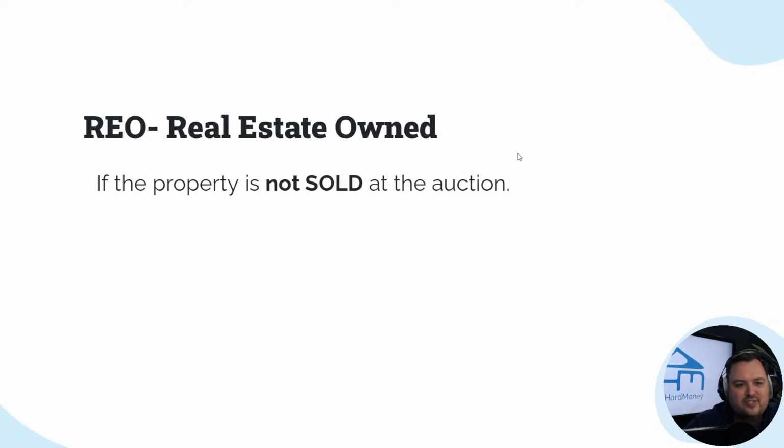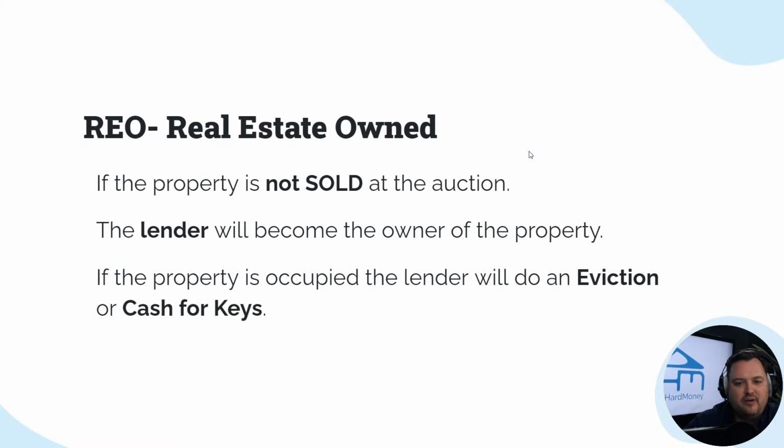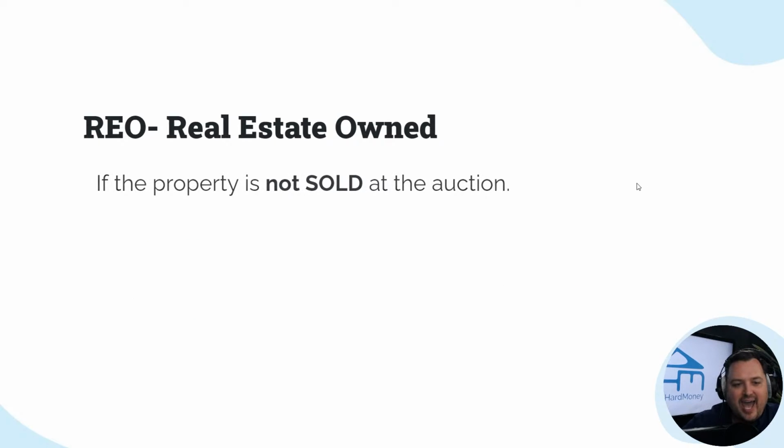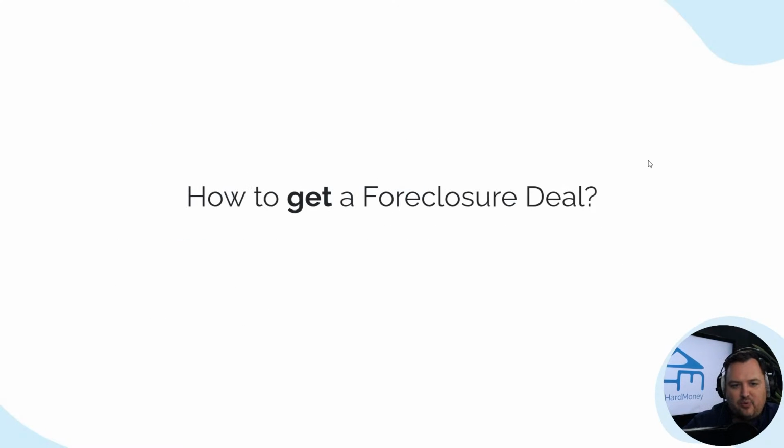Okay, then we get to the real estate owned, REO. This is when the property is not sold at the auction. It goes back to the lender. The lender then becomes the owner of the property. So if the property is occupied, the lender will have to do an eviction or a cash for keys. So they have to evict whoever may be living in the property, or give them some money to get them to move out of the property. That's the eviction / cash for keys. If the property is not sold at the auction, then the lender becomes the owner of the property, like we just talked about.